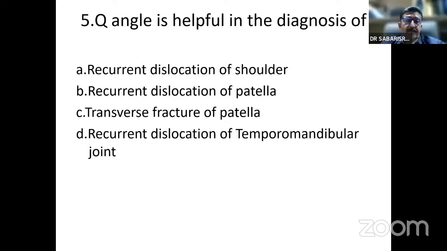Then another is Q angle. Q, the word actually represents the quadriceps. So if you know that Q is quadriceps, it's very easy. It's used in the diagnosis of recurrent dislocation of patella. So Q means the quadriceps pull. So that is used in the diagnosis of recurrent dislocation of patella.